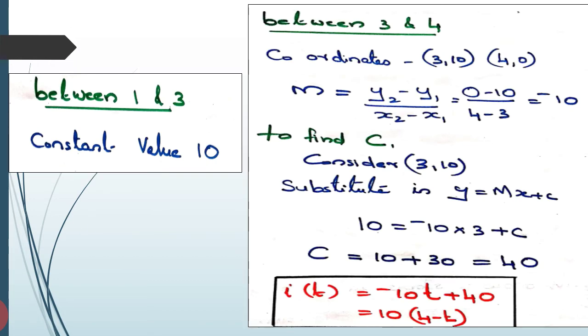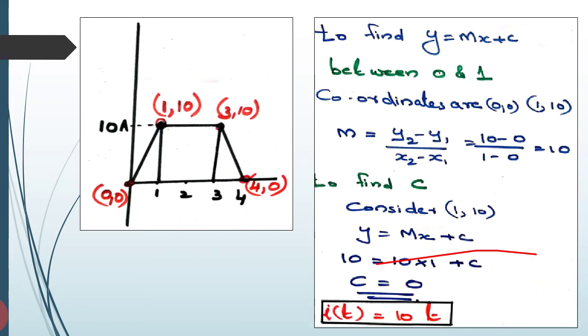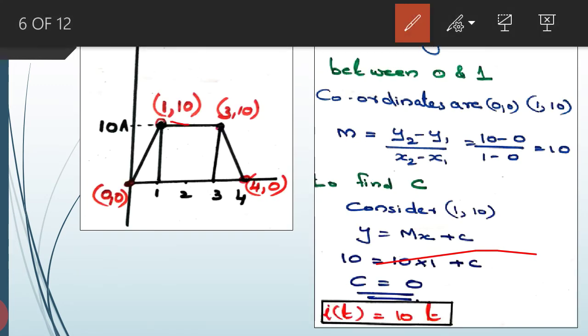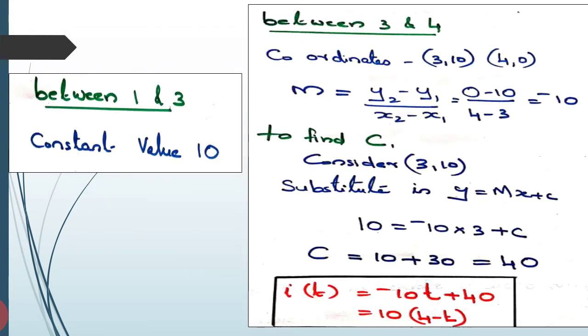Then between 1 and 3 we can see that it is constant at 10. Between interval 1 and 3 it is 10. Then between 3 and 4 the coordinates are (3, 10) and (4, 0).